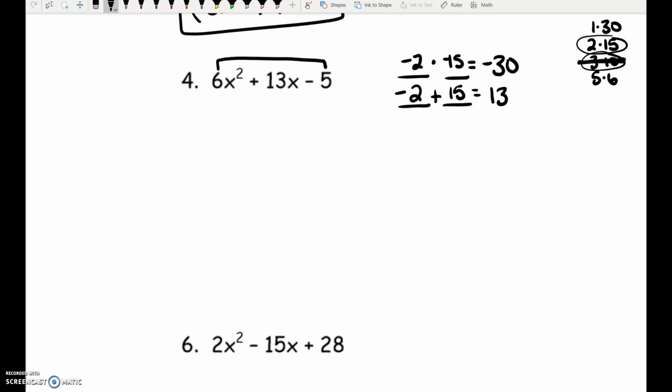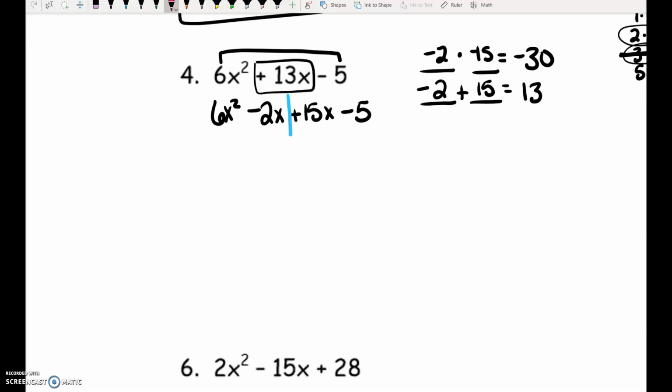So I'm going to take this middle term and split it into negative 2x and positive 15x. Keep the minus 5 at the end. Keep the 6x squared in the beginning. So your first step is figure out what that magic pair of numbers is, and then split your middle term using that magic pair. Then we group it. We've got the left group and the right group.